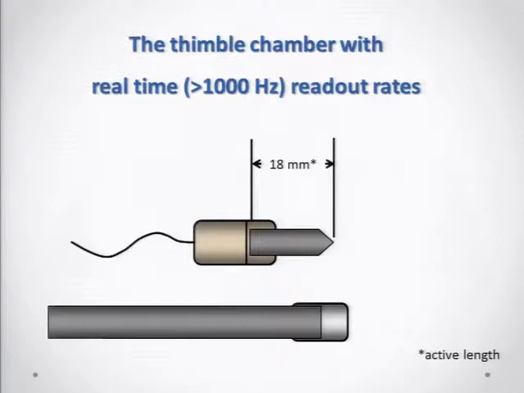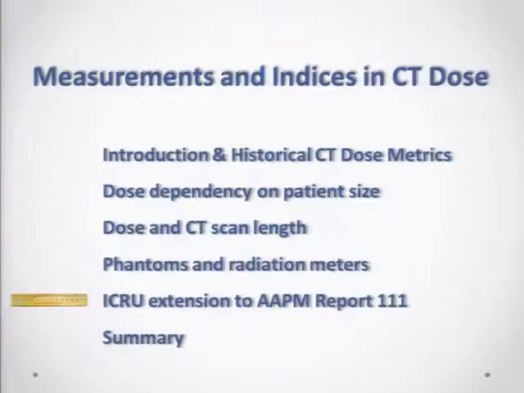And so this is the thimble chamber, and it's the same chamber that is the integrating chamber, but now we hook it up to an electrometer that really is connected to a laptop, and this system is actually capable of readout at 10,000 hertz, 10 kilohertz.